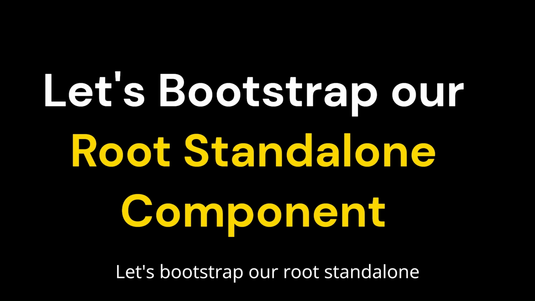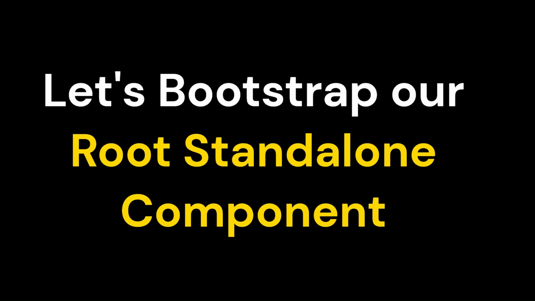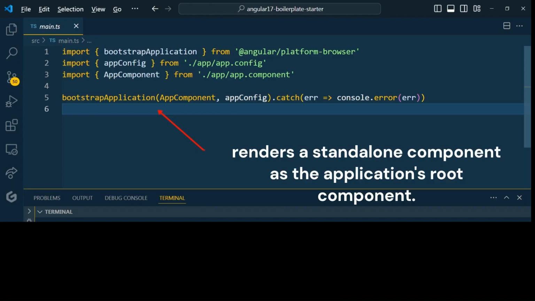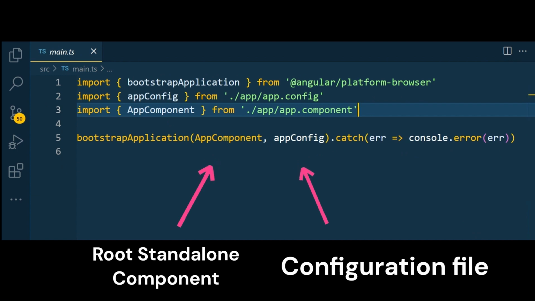Let's bootstrap our root standalone component. In the main.ts file, we can see that the bootstrapApplication function is used for bootstrapping a standalone component. Here we can see we have to pass two parameters inside the bootstrapApplication function. The first parameter is the root standalone component, which is AppComponent, and the second parameter is the configuration file, which is the app config file.